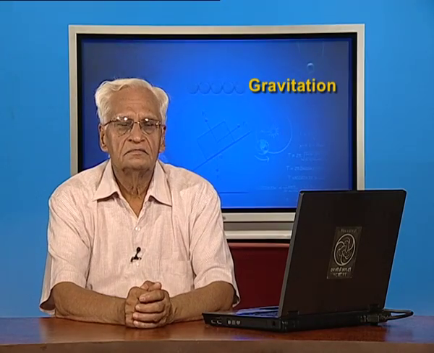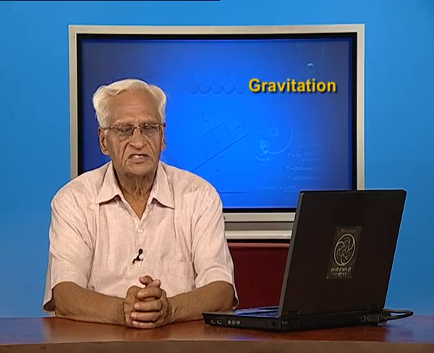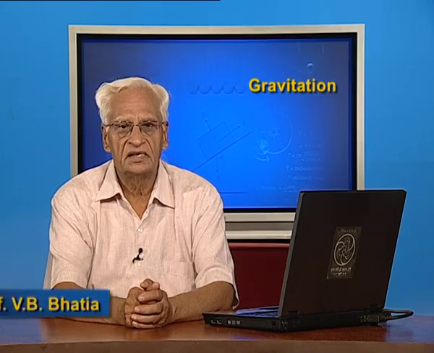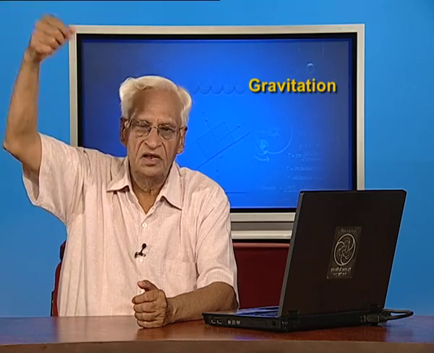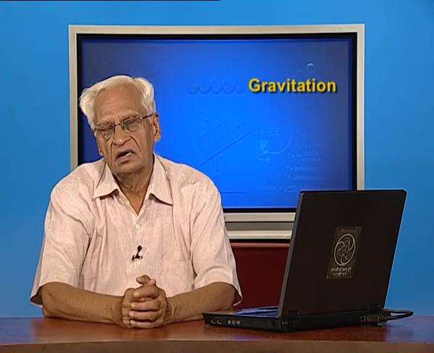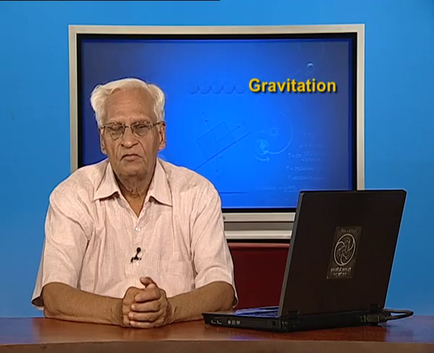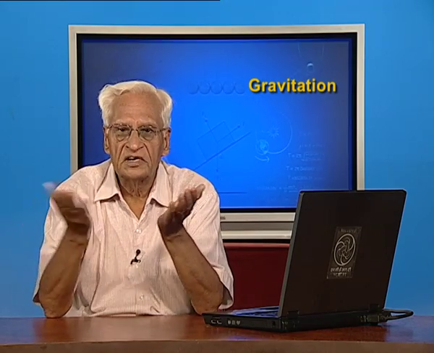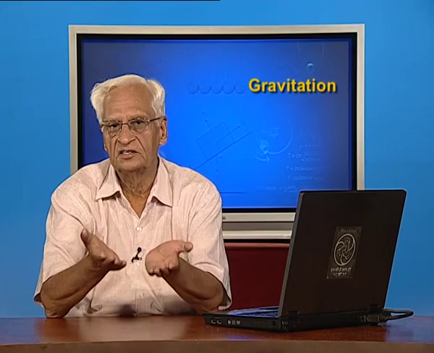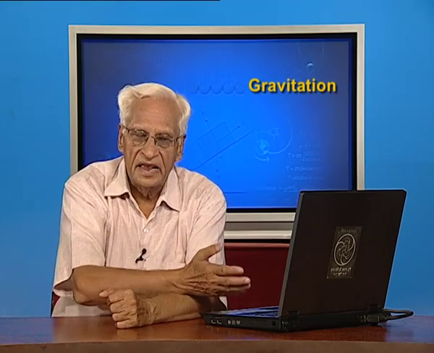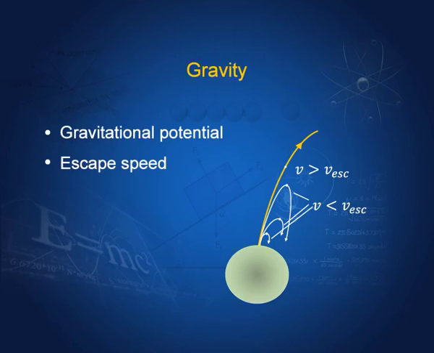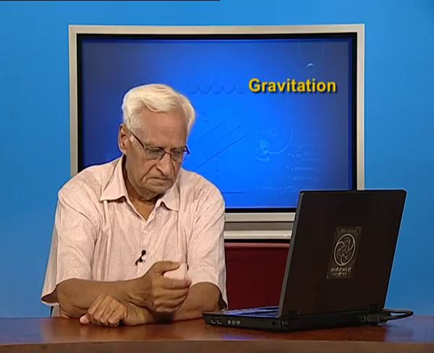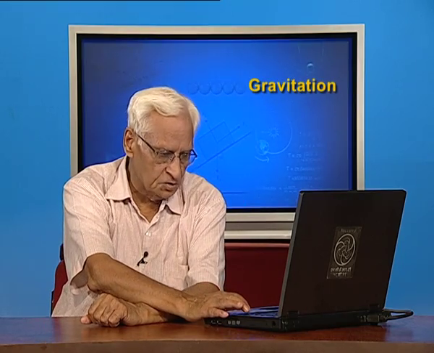In the last lecture, we discussed the variation of small g, that is acceleration due to gravity, when we go out into space or when we go deep into the earth. We also discussed the gravitational potential and gravitational potential energy. We shall start again with gravitational potential and derive the expression for the escape speed. I shall explain all these things as we go along.